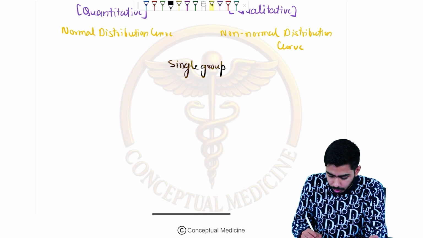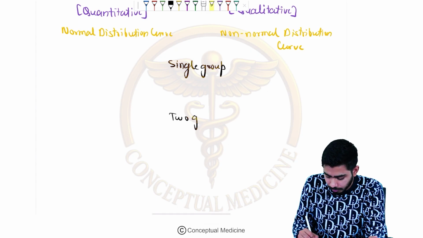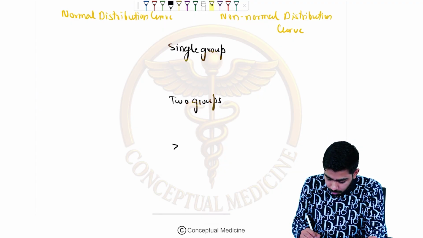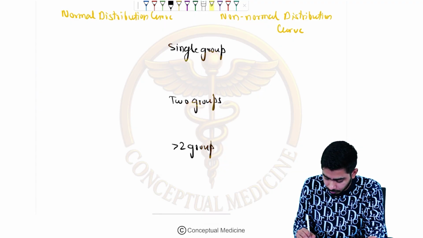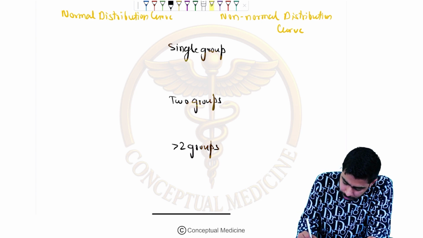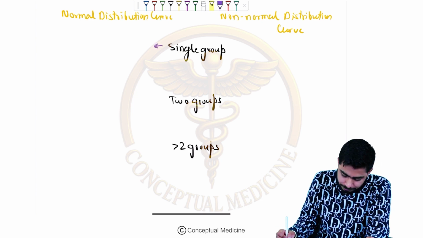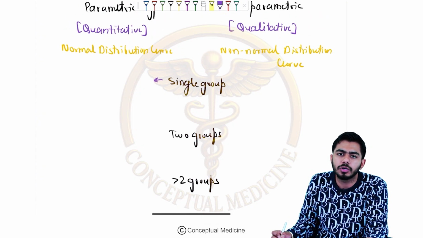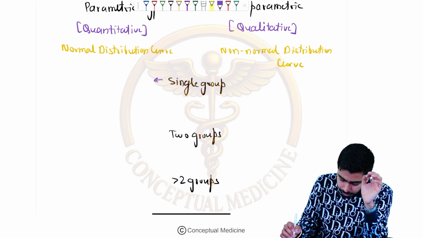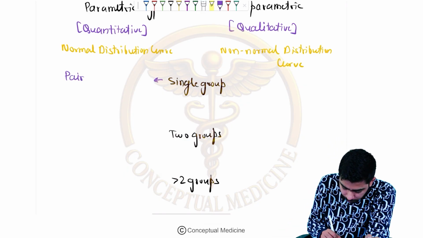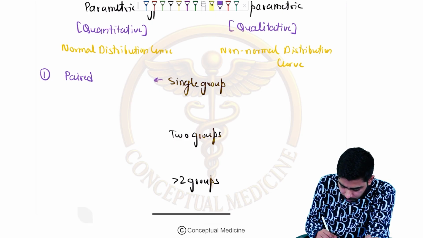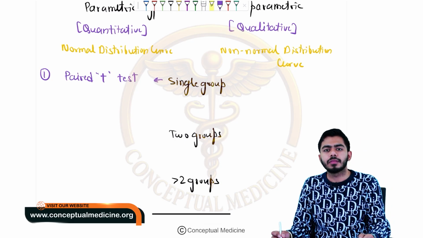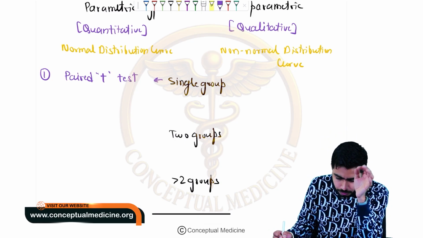About the two groups, what could be the test? And about more than two groups? If we are talking about a single group, on the parametric side, that is the quantitative side, then we are talking about the paired t test. Very important, guys: the first one is the paired t test. Very, very important in the single group.